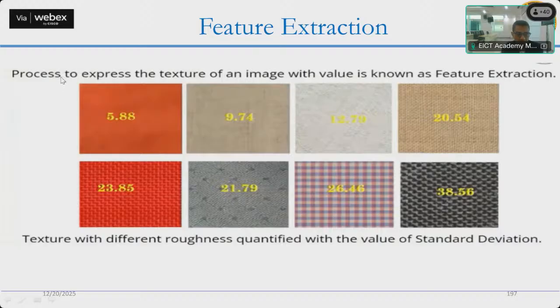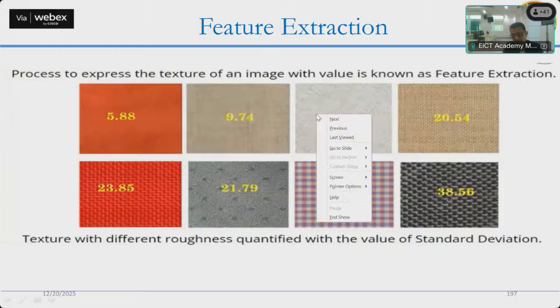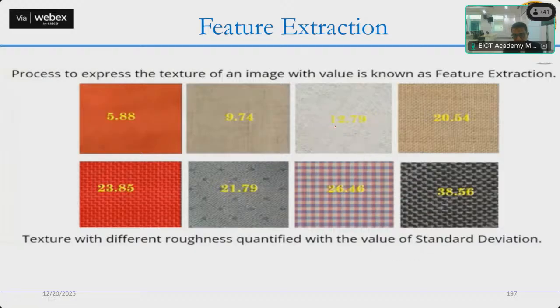In feature extraction, the process is basically to express the texture of an image with a value. If we are able to express the texture with a value, it can be used as a feature. So if a surface is plain, it has a value of 5.88. If something is a little bit harder, it is 9.74.